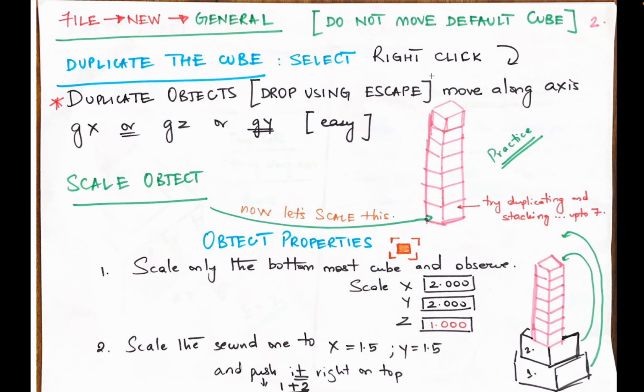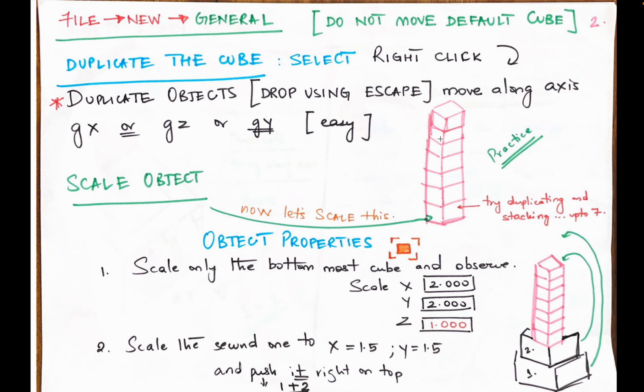We did this stack of 7 by duplicating objects. When you've duplicated it and you're trying to drop it, just press Escape and see what happens. This block totally falls on top of the previous block. Then if you want to move it, type a key, G X or G Y or G Z, and check what happens. This is just for your trial.